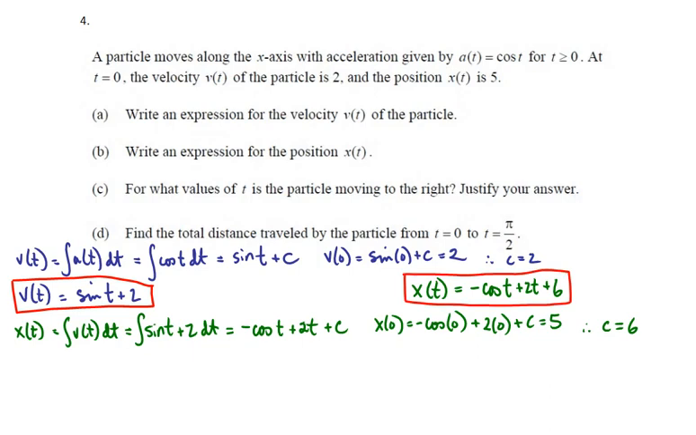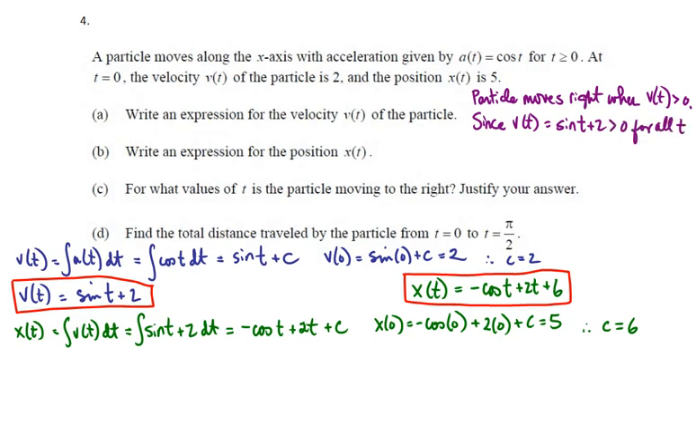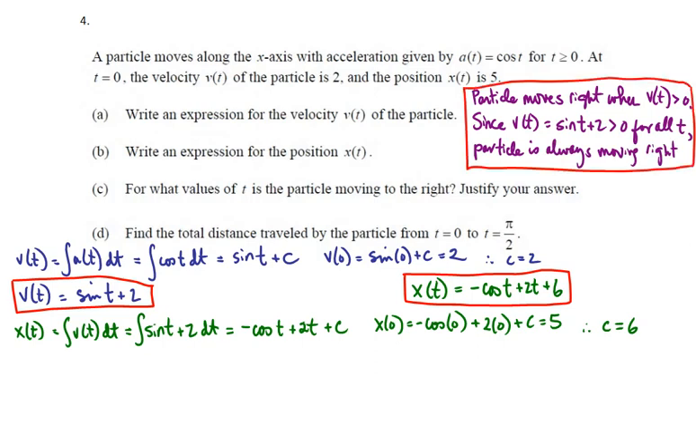For part C, we want to find out for what values of t the particle is moving to the right, and justify the answer. And so we say the particle moves right when v of t is greater than 0. Since v of t, which is sine of t plus 2, is always going to be positive, the lowest that sine can be is negative 1, so it'll always be positive. So it's greater than 0 for all t, so the particle is always moving to the right. And that's our answer to part C.